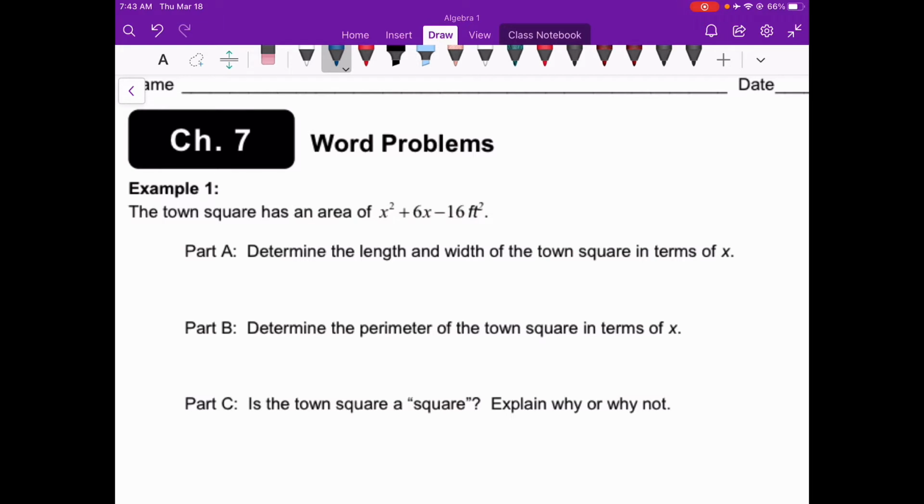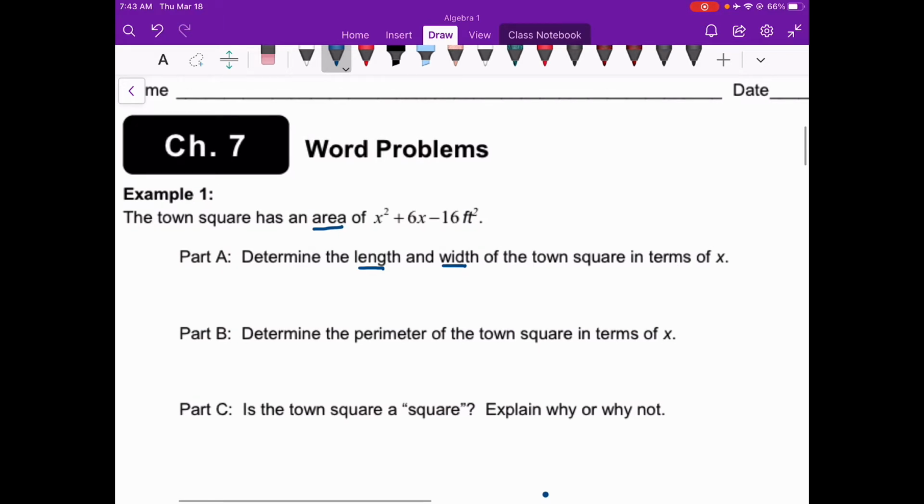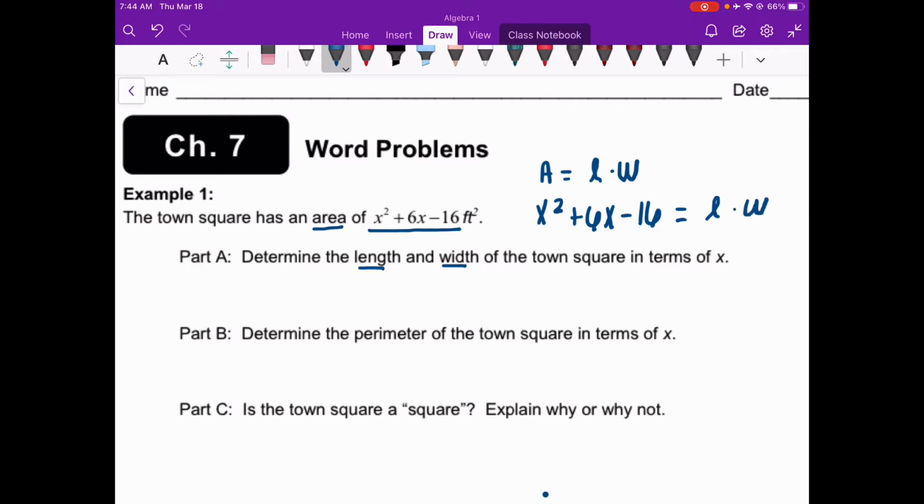So if we're looking at length and width and area, we know we have to use the formula in some way. And we know that the area of a rectangle or a square is A equals length times width. They give you the area A. They tell you that it's equal to x squared plus 6x minus 16, and you know it's equal to some length times some width. So how do we get it into the multiplication of a length and width?